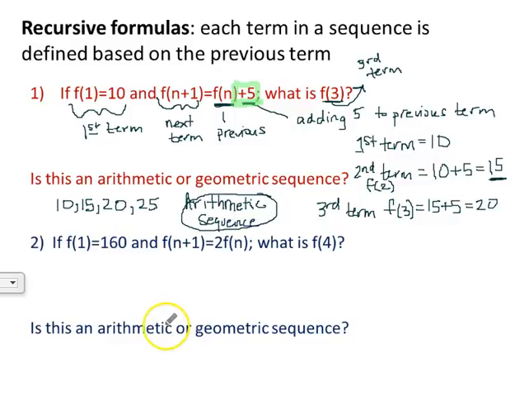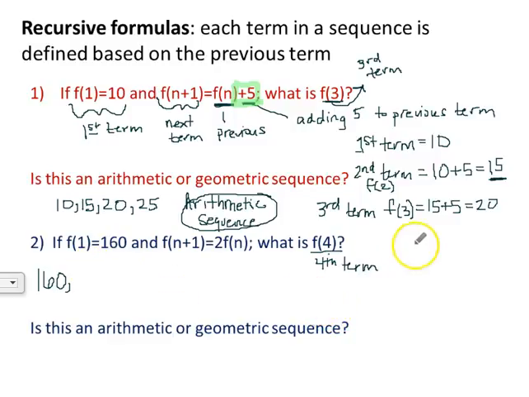All right, so look at number 2. Now we know a little bit more. It says if f of 1 equals 160, so we know our first term is 160. If we're starting to write out our sequence, that's our first term, 160. And then it says to find the next term, we're going to take 2 and multiply it times the previous term, f of n. F of n, remember, represents the previous term. And we want to find f of 4, which is telling us we want to find the fourth term. That's what we're trying to figure out here.